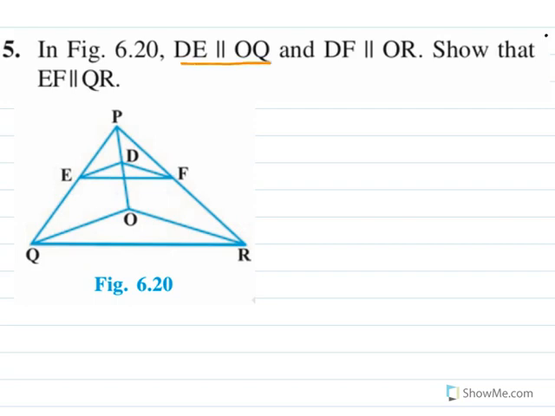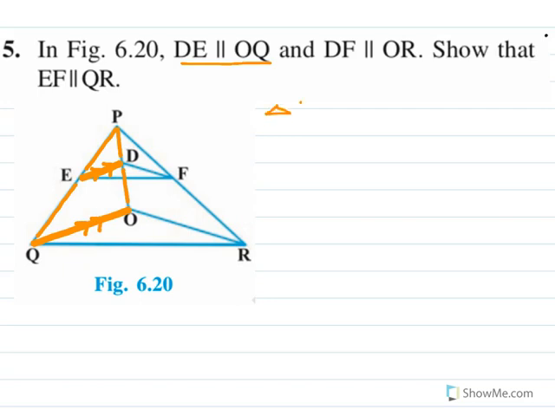DE is parallel to OQ. So we mark that. So we have DE parallel to OQ. And if that is the case, then I can say that PE over EQ will be equal to PD over DO, because these two are parallel.